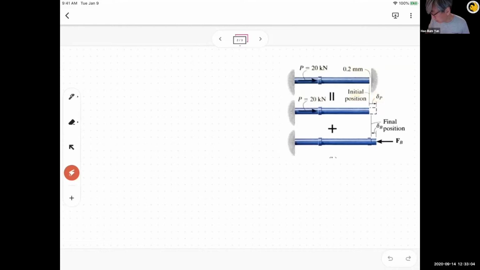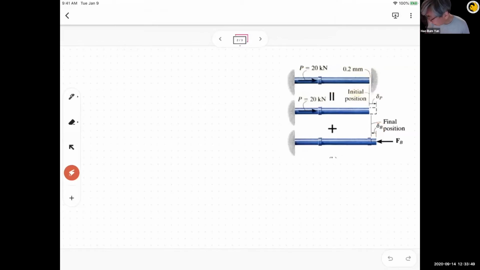And then we also have another case, FB. You can think of this as a reaction force FB. If we apply this reaction force, it will compress, so we have delta B, and it will shrink. So this original case can be a combination of these two cases using the principle of superposition.